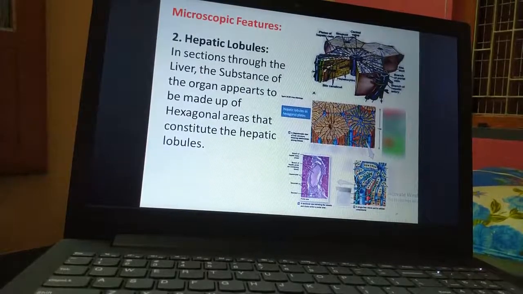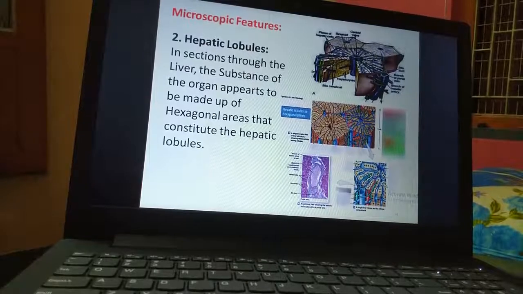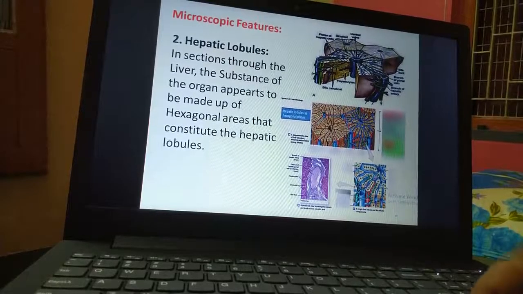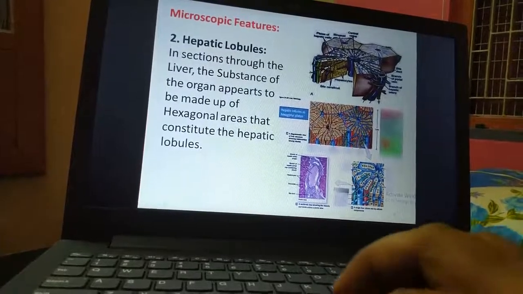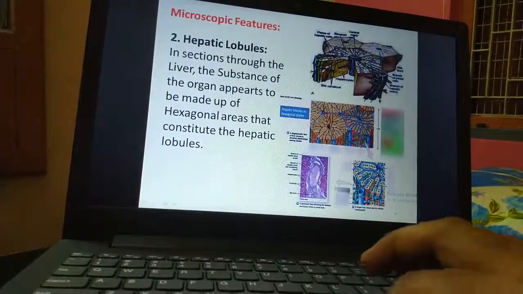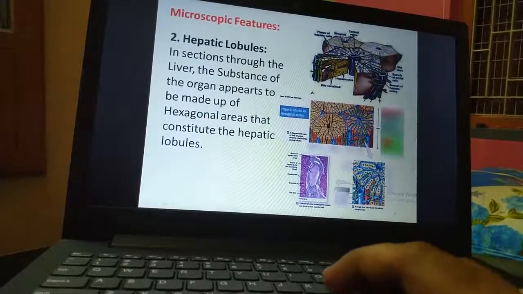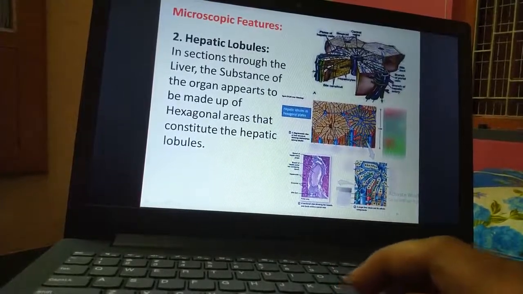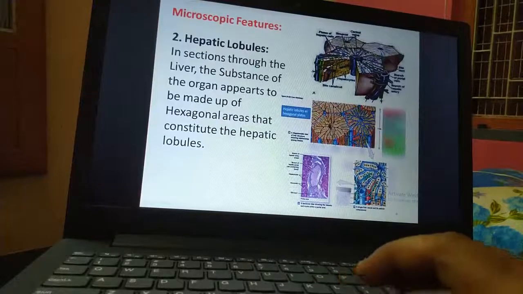In some cases we will observe that the outer sheath of this lobule is very scanty in humans. The connective tissue around the hepatic lobule is very scanty in the human liver. So here we are getting the features of that. For your understanding, this is the hexagon, and each hexagon is called a hepatic lobule, one lobule.